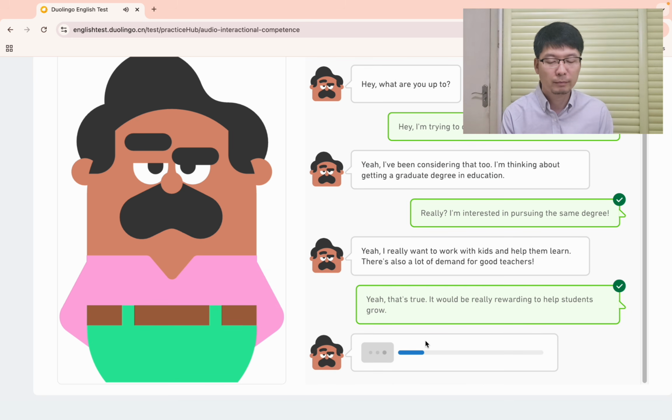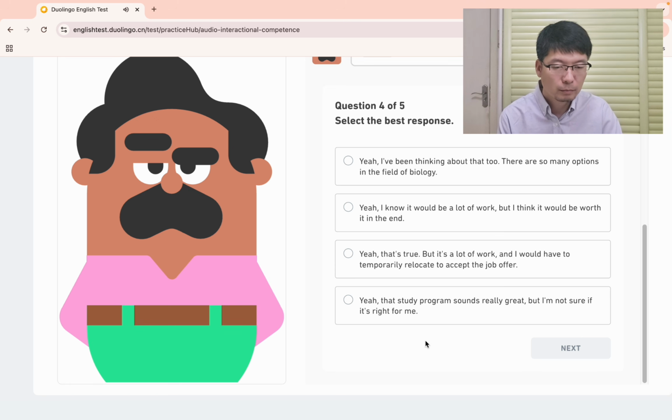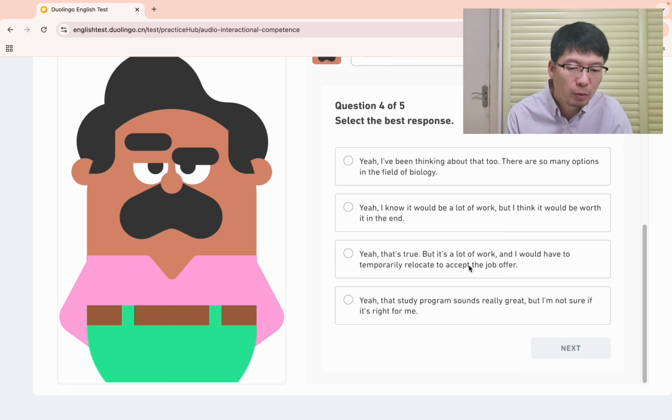Exactly. It's a demanding profession, though. You have to dedicate a lot of time and effort towards being a good teacher. Yeah, I've been thinking about there are so many options. Biology, no. Yeah, I know it would be a lot of work, but I think it would be worth it. Yes, that's true, but it's a lot of work, and I would have to temporarily relocate to accept a job offer. No. Study program sounds really great, but I'm not sure if it's right for me. So get this one.